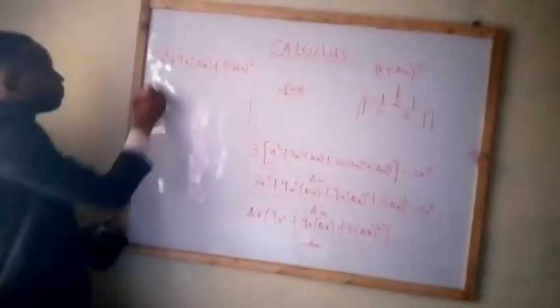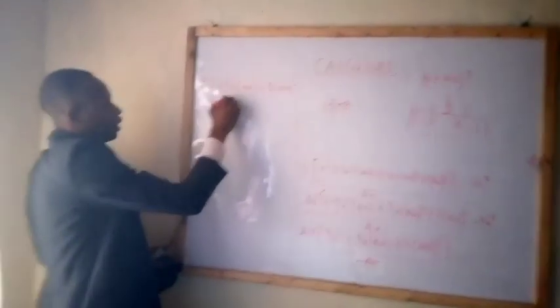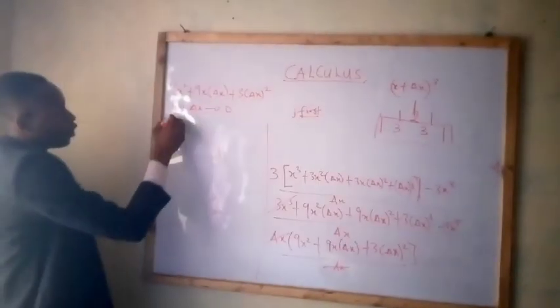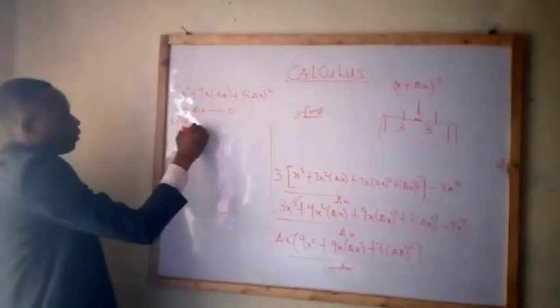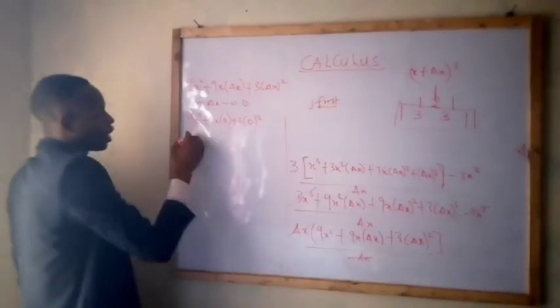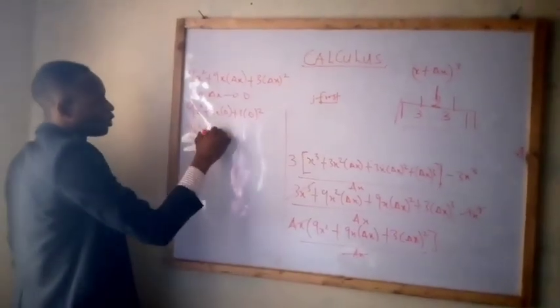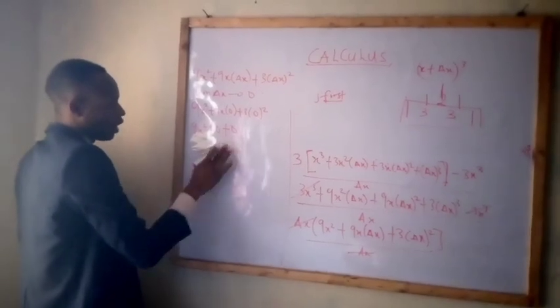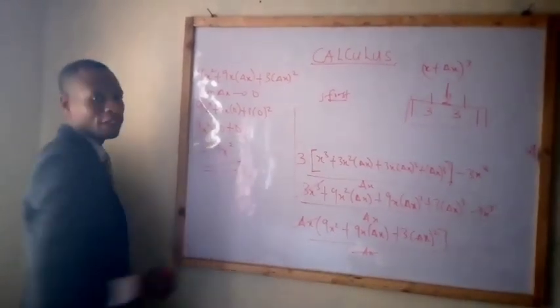Then we now introduce limit that says delta x tends to 0. So anywhere we see delta x here, we put 0. So this is actually going to be 9x squared plus 9x bracket 0 plus 3 bracket 0 squared. And that gives us 9x squared plus 0 plus 0. And that final answer gives us 9x squared. So this is our final answer.